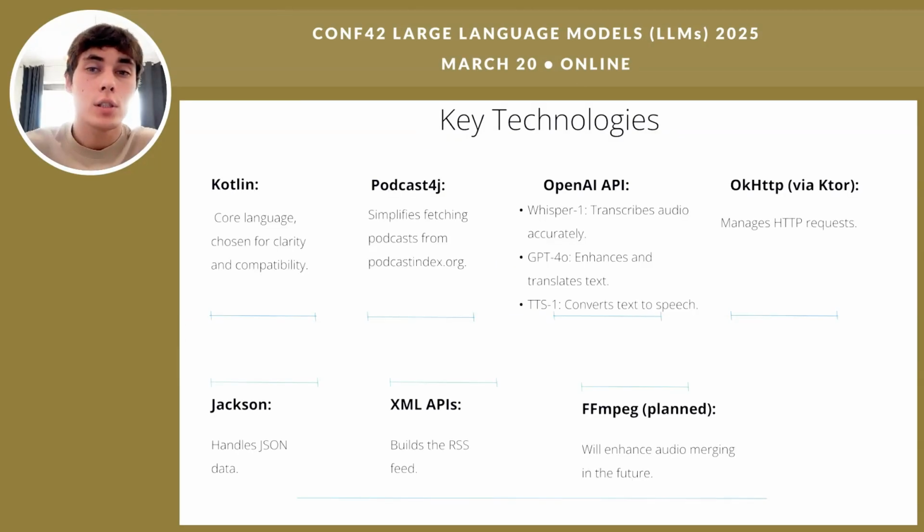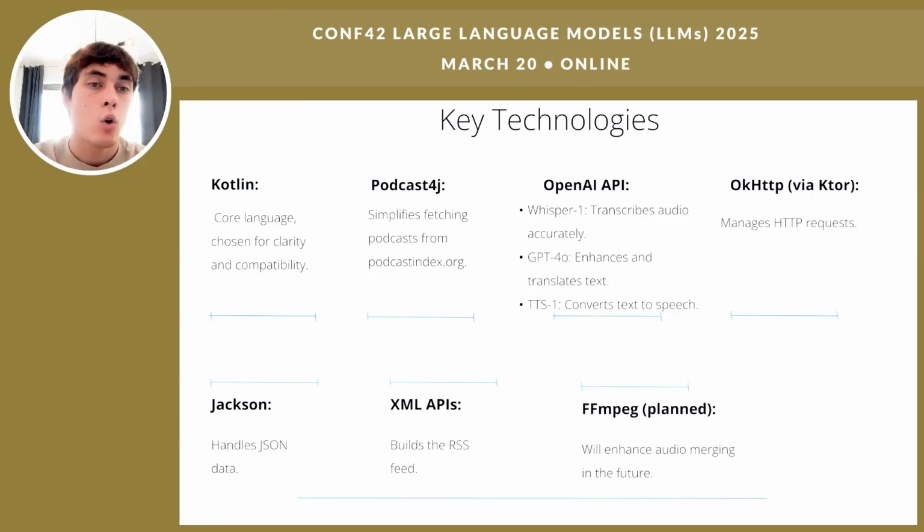Key technologies. So we use Kotlin here because we are most familiar with Kotlin. We use Podcast4j as a framework for working with podcastindex.org. Podcastindex.org is a huge database of podcasts, and you can ask them about any podcast: title, description, MP3 track, and, for example, thumbnail. Much info you can take from there.